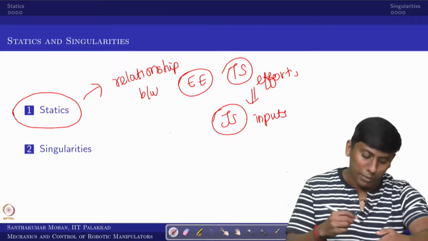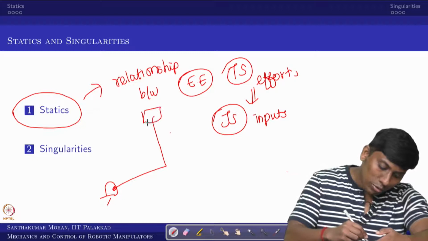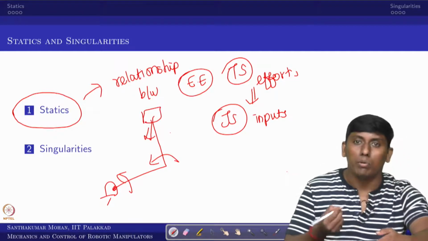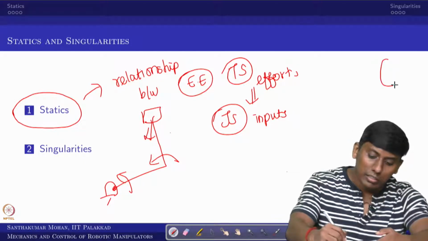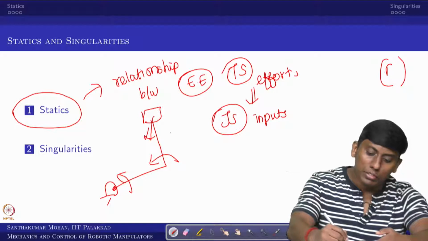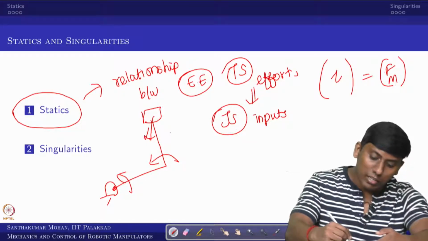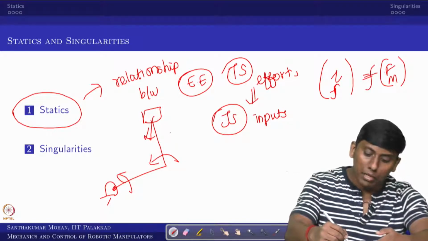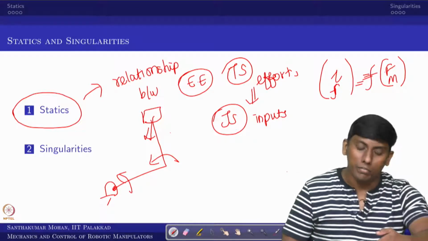If you recall the previous slide, if I give the payload here, what would be my inputs tau 1 and tau 2? That is what we are trying to see. This relationship I am trying to find out, in the sense that you have end effector forces and moments, which I am trying to relate to tau and small f. I am trying to bring that relationship here. That is the whole idea of statics.